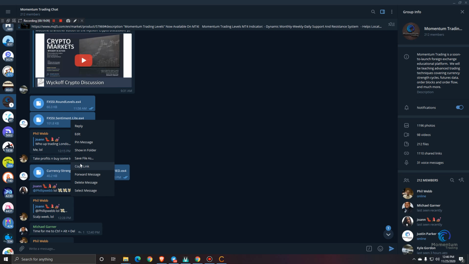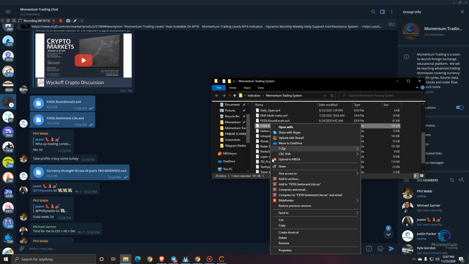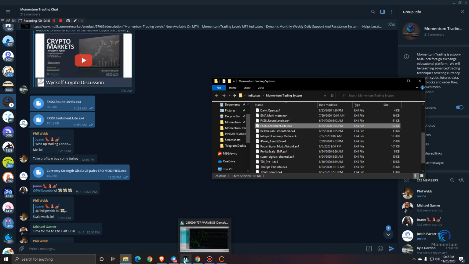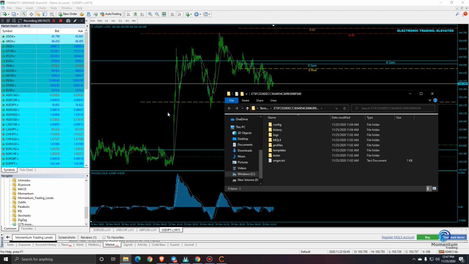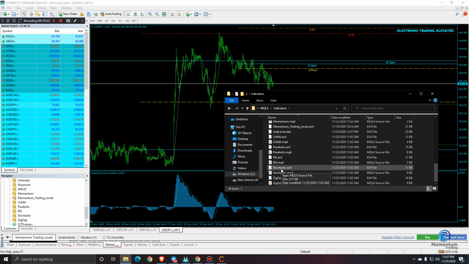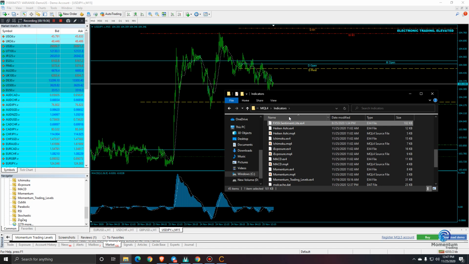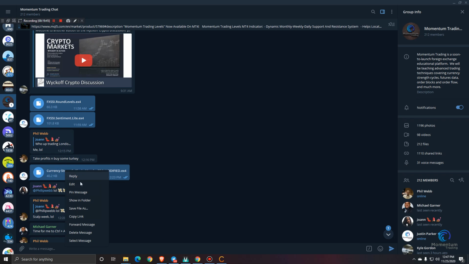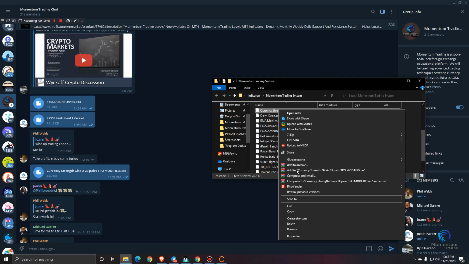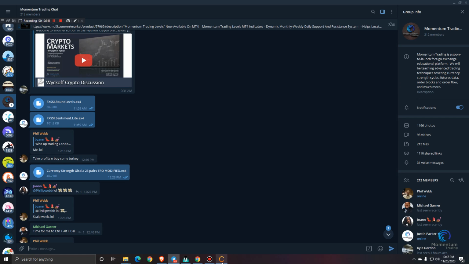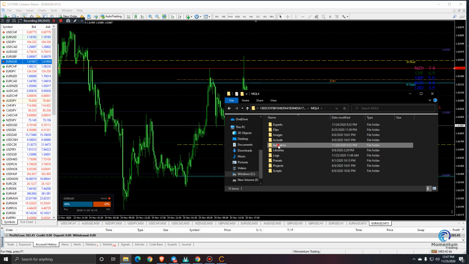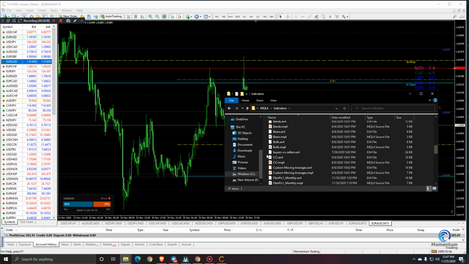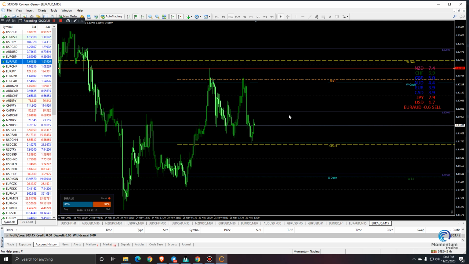So show in folder, sentiment light, copy. We're just gonna put all these three indicators in here. I'm gonna go over what each of these indicators do specifically and how they enhance our momentum trading levels in one second. Got this one. Copy. File, open data folder. I'm gonna put the last one in here. Oops. Wrong broker.